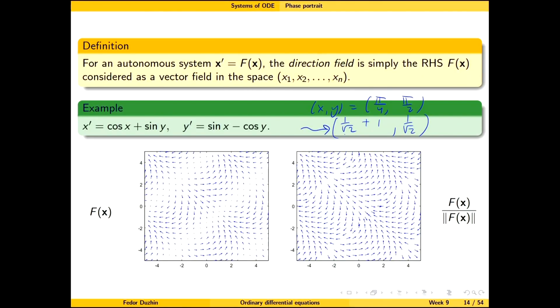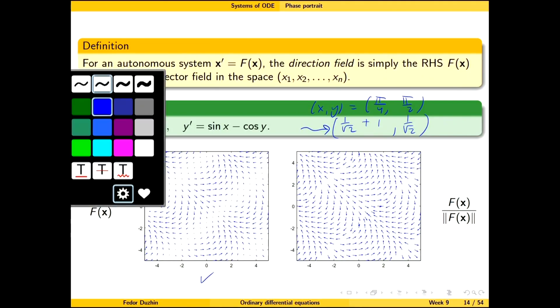Now, again, just as with individual differential equations, there are two styles to plot vector fields. One of them is to plot it to scale. If the vector has a certain norm, then if it is bigger, we plot it longer, and if it is shorter, we plot it shorter. That's the first way. Or sometimes it is more convenient to just plot the direction and forget about the length of the vector. It really depends.